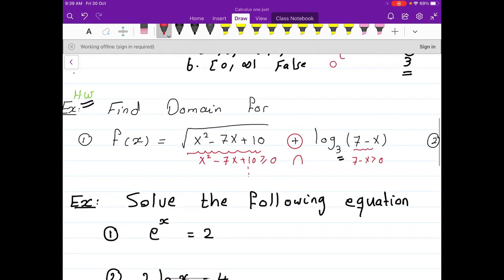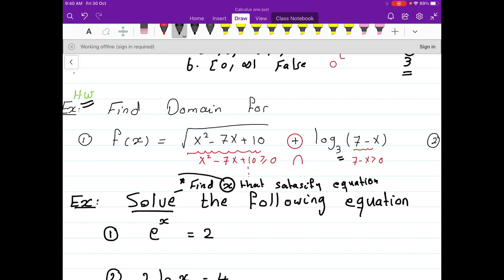Now our question: how can we solve an equation including an exponential function or a logarithmic function? What do we mean by solve the following equation? Solve means find x that satisfies the equation. And when I ask you to solve the following equation, this means find the value of x that satisfies the equation, and this x must belong to the domain of f(x).